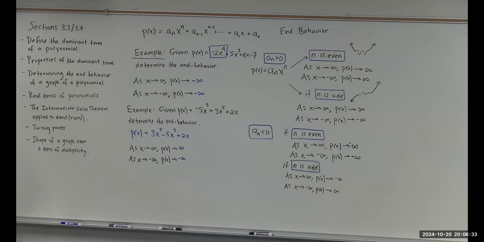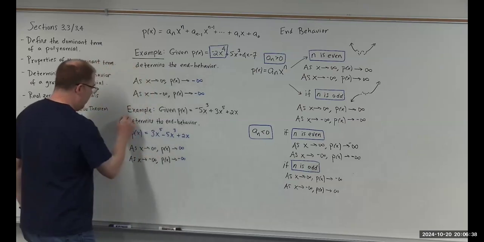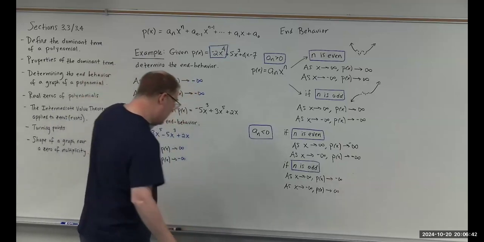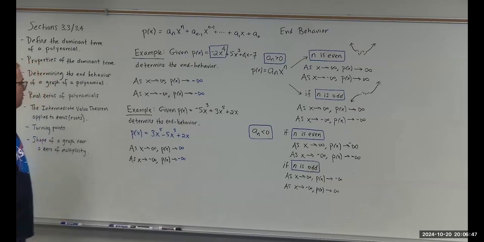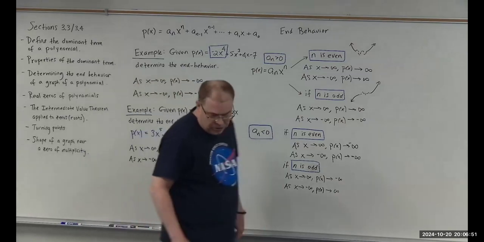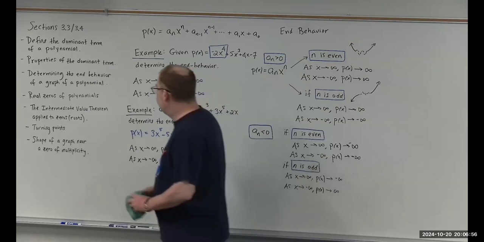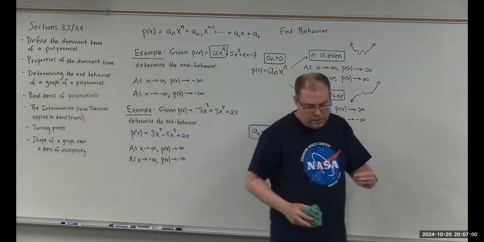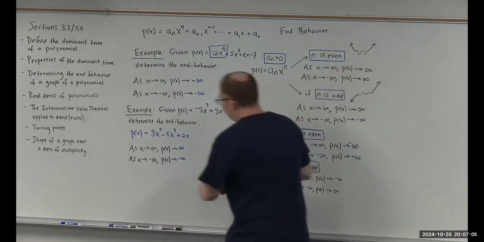All right, so that is the way we can determine the end behavior of a given polynomial, or the end behavior of the graph of a polynomial function. The next item on the agenda is going to be the real zeros. Remember, zeros are sometimes referred to as roots. So we're going to define that now.